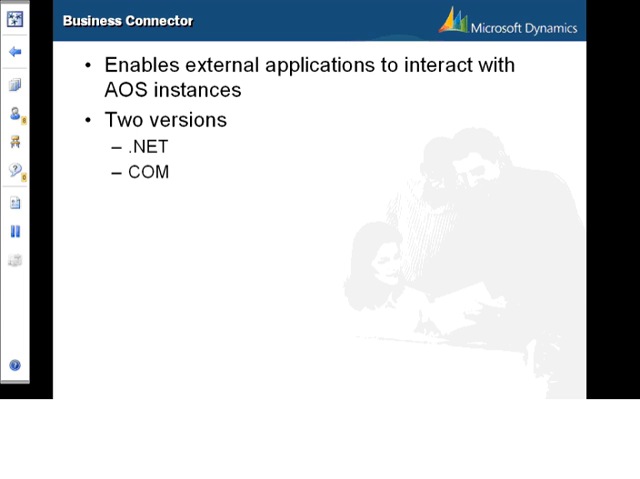The COM Business Connector is an optional component that can be used to enable applications that are running outside Microsoft Dynamics AX to interact with an application object server instance. The COM Business Connector provides a set of COM interfaces to X++ functionality in Microsoft Dynamics AX. The COM Business Connector is included in Microsoft Dynamics AX for backward compatibility only.